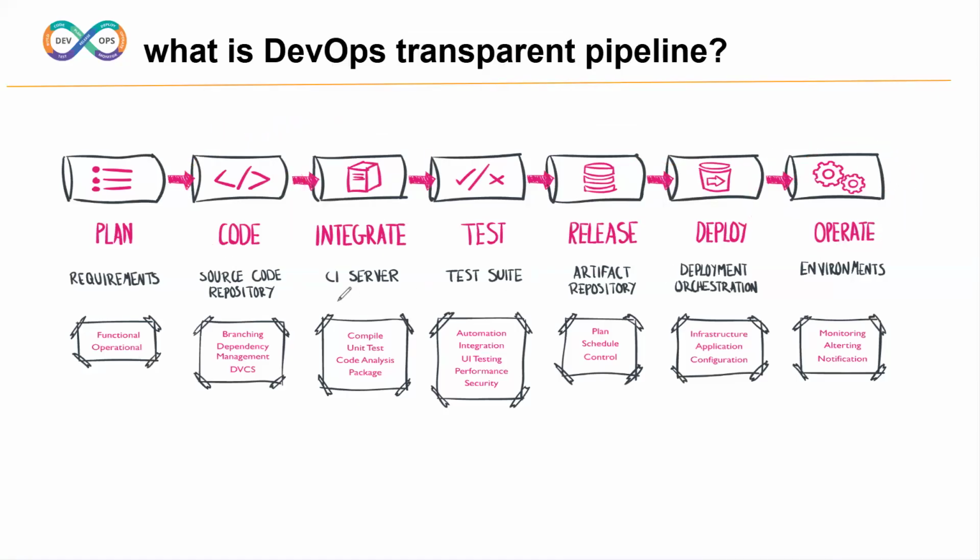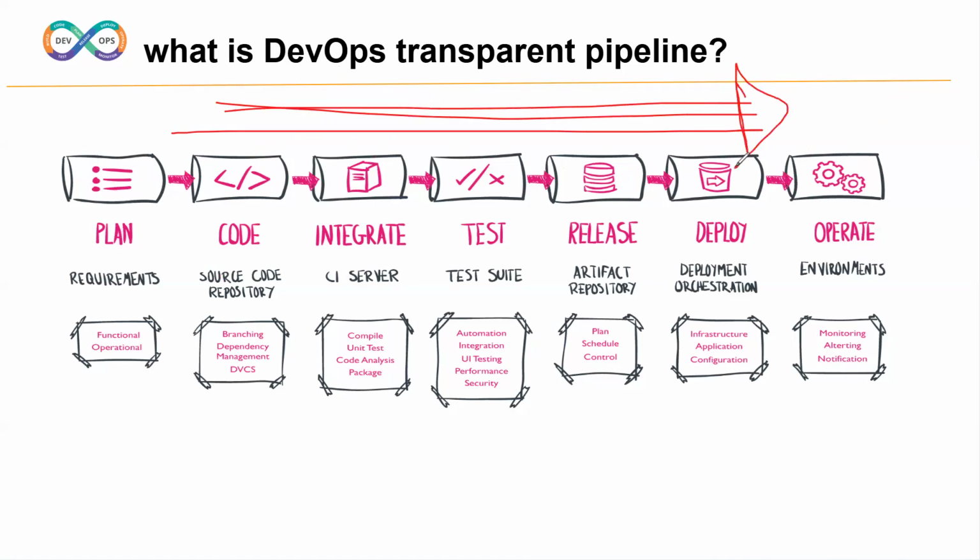In this DevOps transparent pipeline, we have plan, coding, integration, testing, release, deploy. In this process, our roles and responsibilities start from the dev environment and end with operation. To be frank, we are not part of planning, not writing any coding, not writing any test cases. We are just implementing an automated DevOps transparent pipeline.